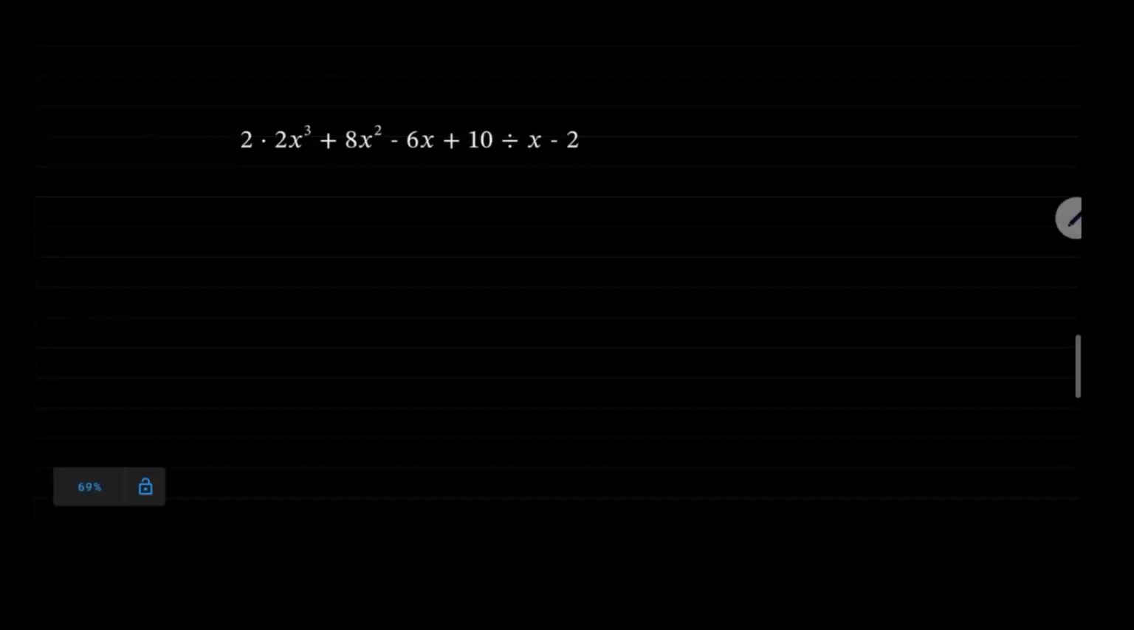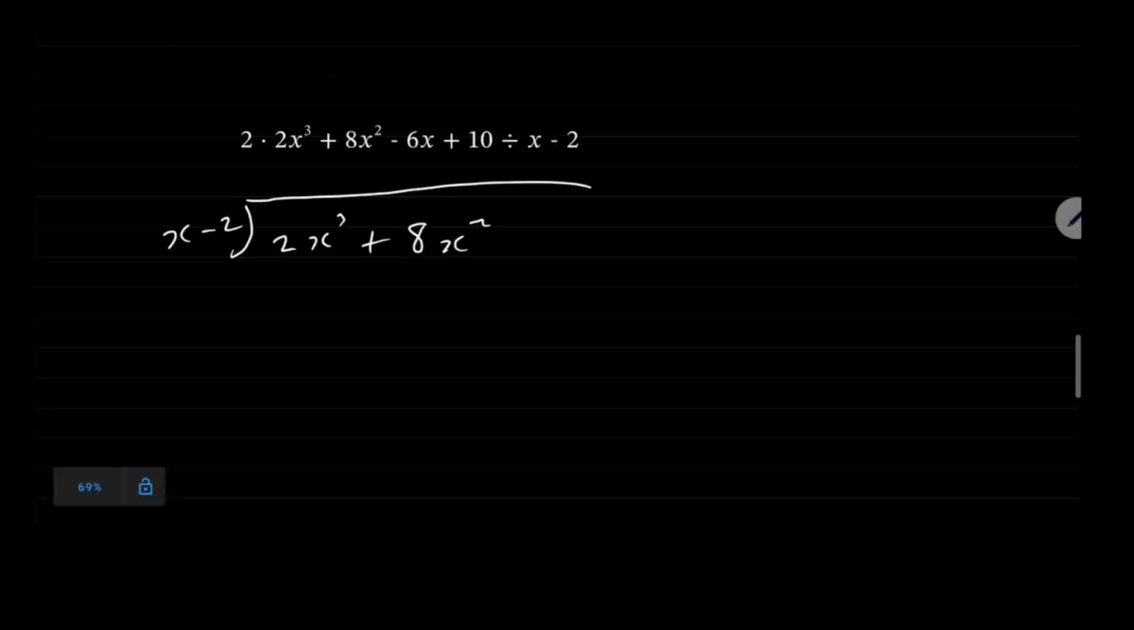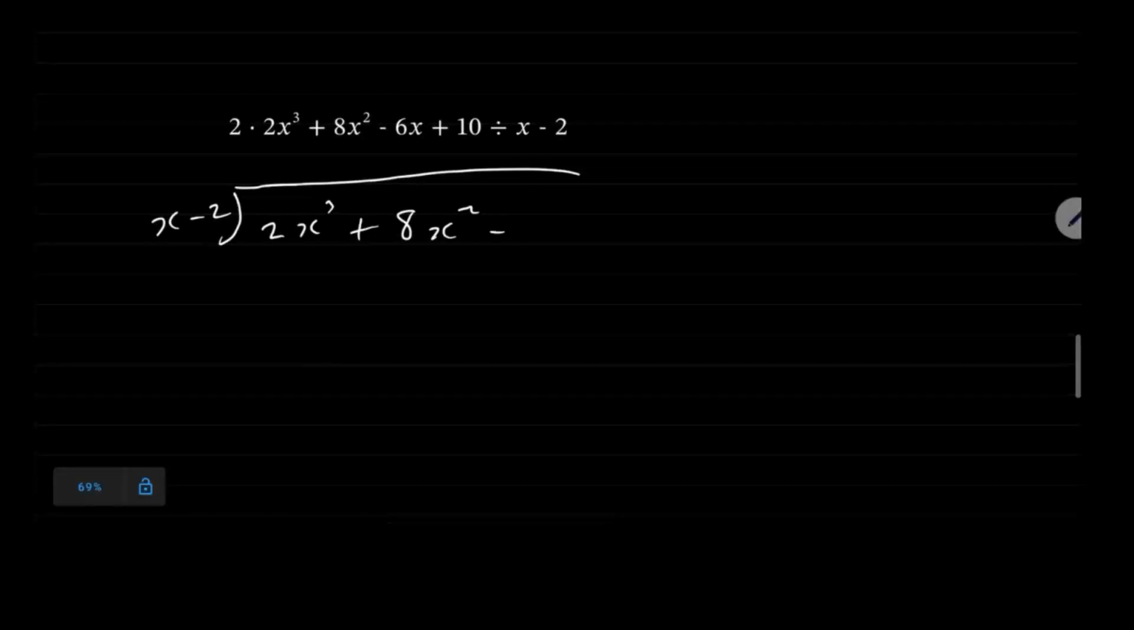Now this one is also the same approach, but only that in this case the end result is not going to give us a remainder. Let's see. Now we start with our divisor, which is x minus 2, and our dividend is 2x cubed plus 8x squared minus 6x plus 10. All right, there we have it. Now, what is the next step to go? The next step is we should look for the quotient. So therefore, we can say 2x cubed divided by x gives us 2x squared, right?